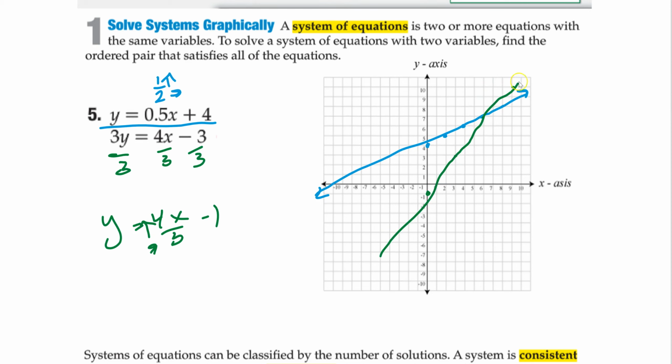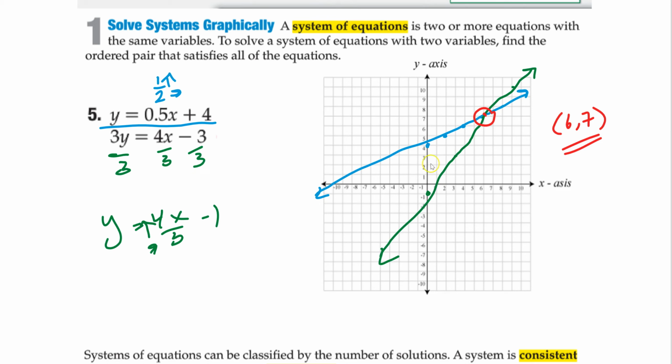Oof. There's my kind of straight line. And my solution is where they cross. Right there, which looks like 6 and 7. So that's the graphing method. It works, it's just you have to be very accurate to graph, and if they cross not at a nice point, then you're kind of screwed. So not the best way, but it does work. So that's solving by graphing.